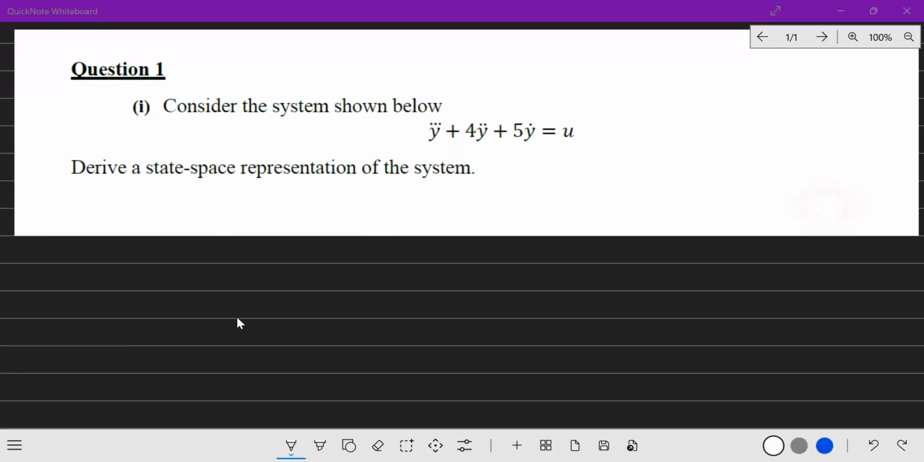Just recall the state representation: the derivative of x is equal to Ax plus Bu, where x is the state of the system, u is the input, and A and B are matrices. And then y is equal to Cx plus Du, where x again is the state, u is the input, and y is simply the output.